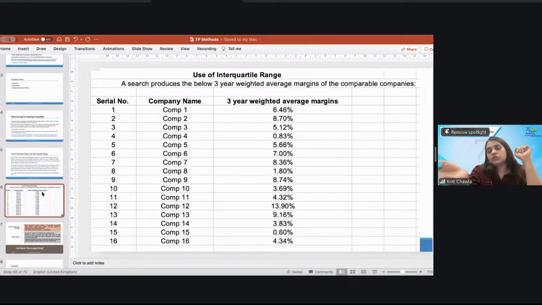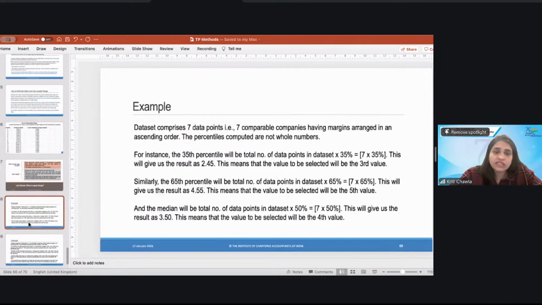You can use Excel, or it's provided in the Indian rules. Indian transfer pricing rules also provide how to calculate the quartile range. So you can use those particular rules to calculate the quartile range. What they have done is to provide a range, 35th percentile to 65th percentile. And after creating that range, if your taxpayer's margin falls within the range, then this is at arm's length.